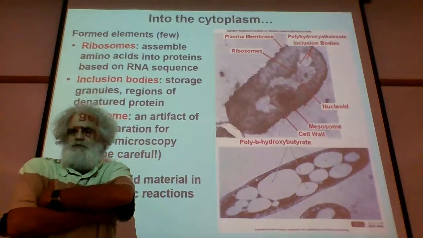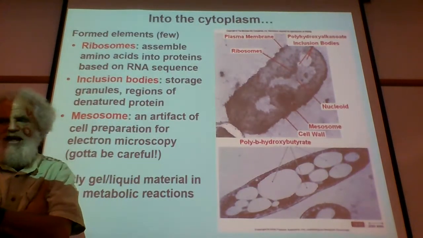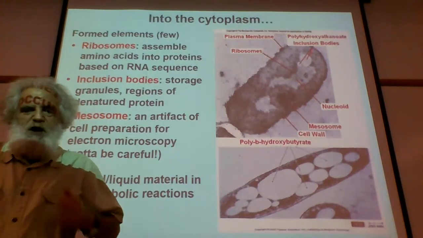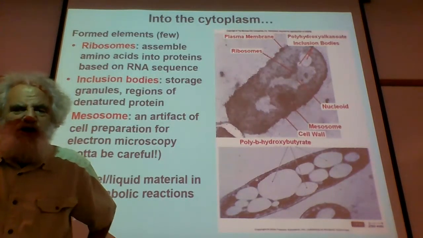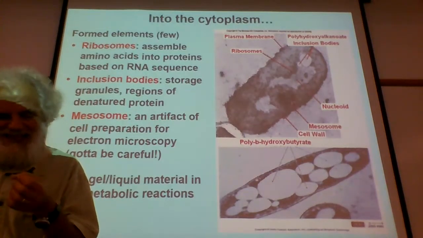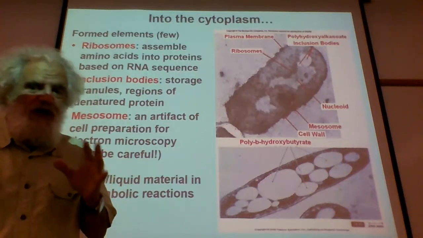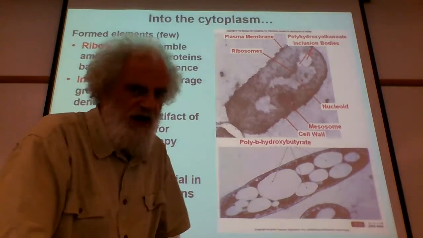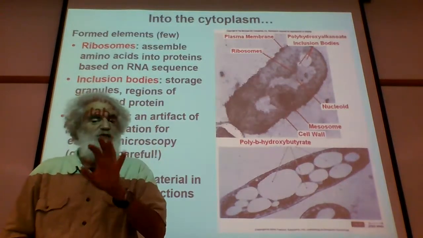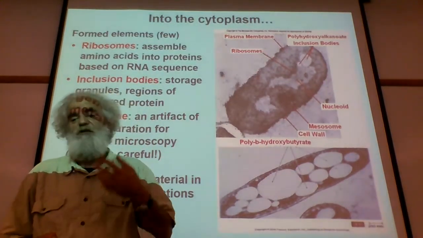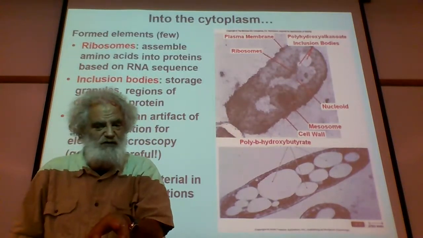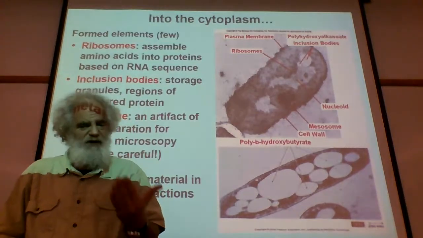So now, the last bit for the day is into the cytoplasm. And we've got a couple of formed elements in the cytoplasm of prokaryotes. Now, one of the points, again, as we think about eukaryotes, is that eukaryotes have a lot of different subcellular structures. We've got the nucleus, we've got the nucleolus, we have the Golgi, we've got all kinds of different vesicles. Bacteria tend to be a bit simpler.